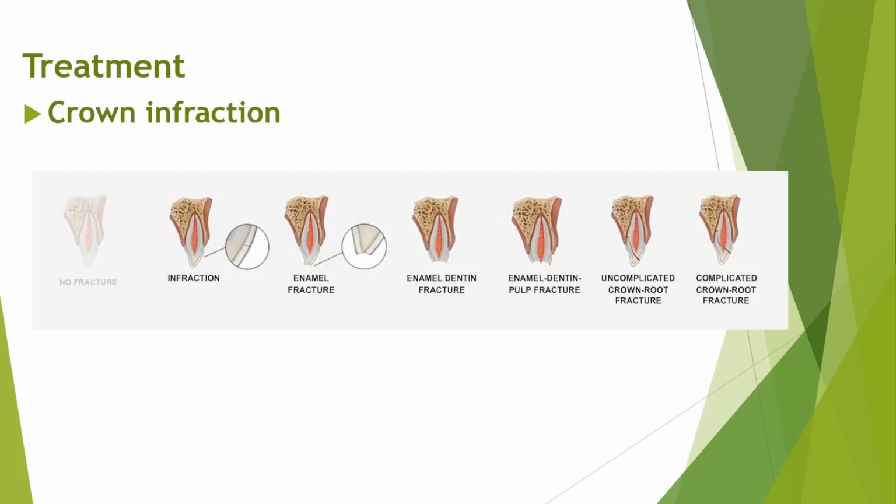For the crown fracture، الكراون fracture قلنا ممكن أن يكون بس الإنامل، ممكن أن يكون إنامل ودنتين، ممكن يكون إنامل زائد دنتين زائدا البالب، ممكن أن يكون uncomplicated crown root fracture، وممكن أن يكون complicated crown root fracture. فبالنسبة إلى in case of enamel fracture, or the fracture is limited to the enamel, all we need is smoothing of the sharp edge of the fractured part and restoration with a composite.